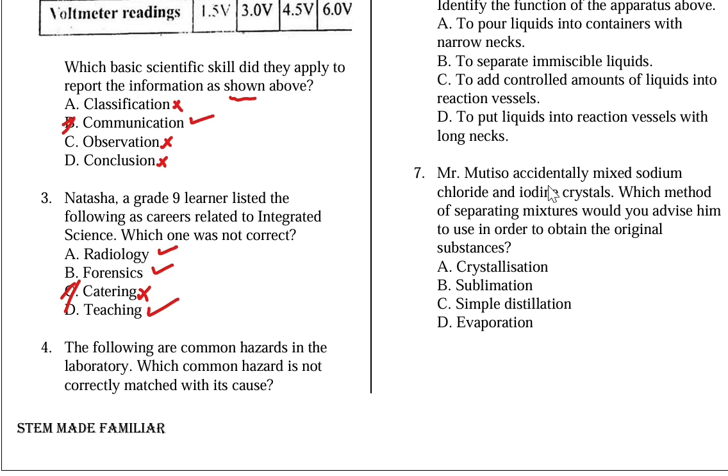Mr. Mutiso accidentally mixed sodium chloride and iodine crystals. Which method of separating mixtures will you advise him to use in order to obtain the original substances? A, crystallization. B, sublimation. C, simple distillation. D, evaporation. Which one do you think is the best method?